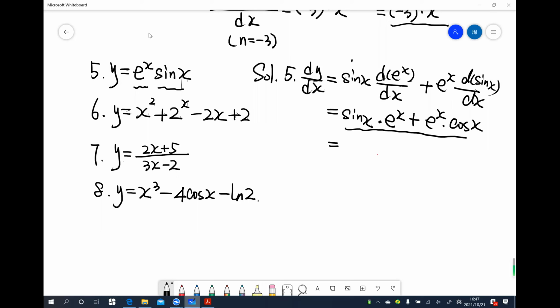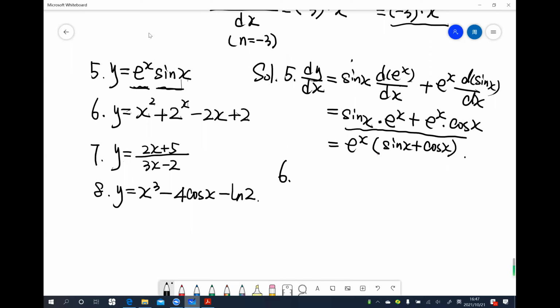Or if you find here the common factor e^x, right? So you can also write it like e^x times (sin x plus cosine x). Okay, so this is the result of number 5. Any questions here? So you have just to remember that here are two functions, so you have to use the product rule here. So this is number 5.